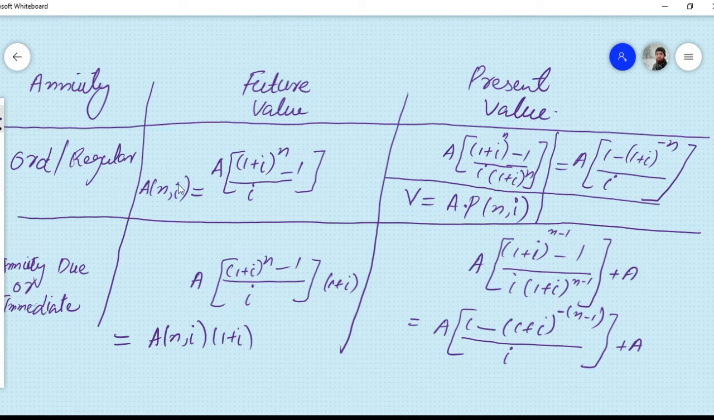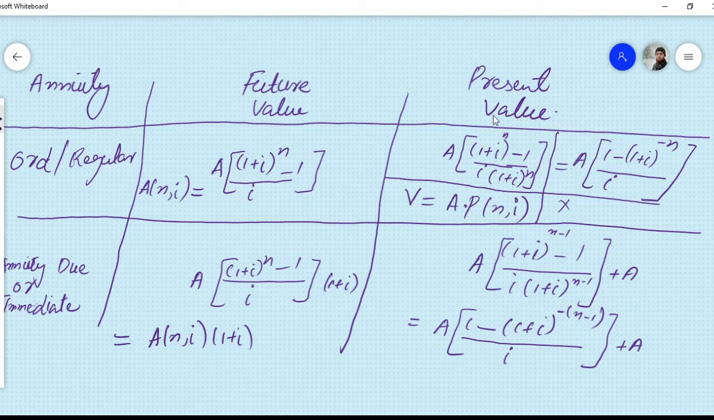This is ordinary or regular annuity, and this is annuity due or immediate annuity. Then this is the future value formula, the ordinary future value, and this is annuity immediate formula. Then we have present values in the right hand side column, and I have distributed this ordinary present value in 4 columns, where I have left one blank. These 4 are one and the same thing, where you may have wondered why I have written V equal to A into P of Ni.